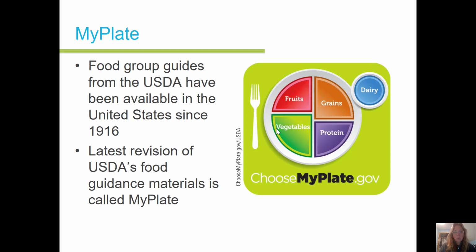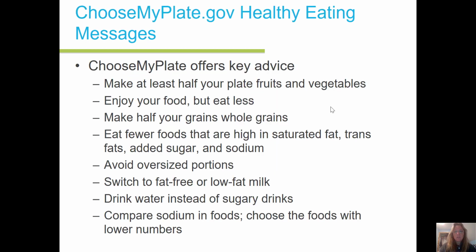Choose My Plate. So when we look at Choose My Plate, you can see the different food groups pictured here. They've made it a very viewer-friendly picture. So you can see that half of our plate should be made up of fruits and vegetables. And then we've got grains, especially whole grains, our lean protein sources, and then of course dairy, low fat or fat-free. So the key advice that My Plate does offer, again, is to make half your plate fruits and vegetables every time you make your plate.